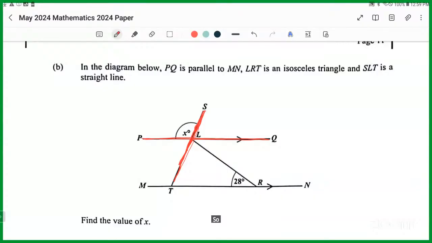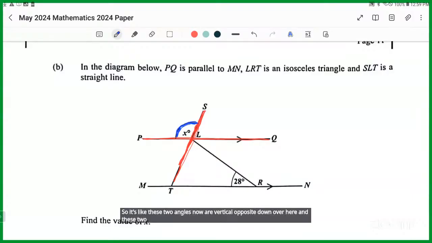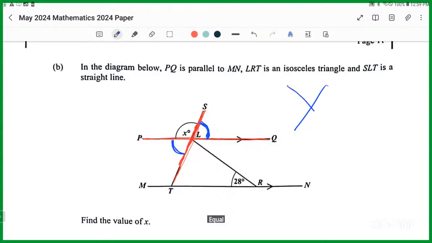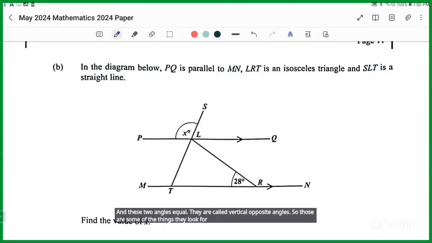So it's like these two angles now are vertical opposites. The angle over here on these two and the angle over here on those two, they are equal. Vertically opposite. You can look at the other end as well. These two angles are equal. Once you have an X like that, these two angles equal and these two angles equal. They are called vertical opposite angles. So those are some of the things you look for once you start having parallel lines and transversal lines and so on. This is called a transversal line because it crosses these two parallel lines.